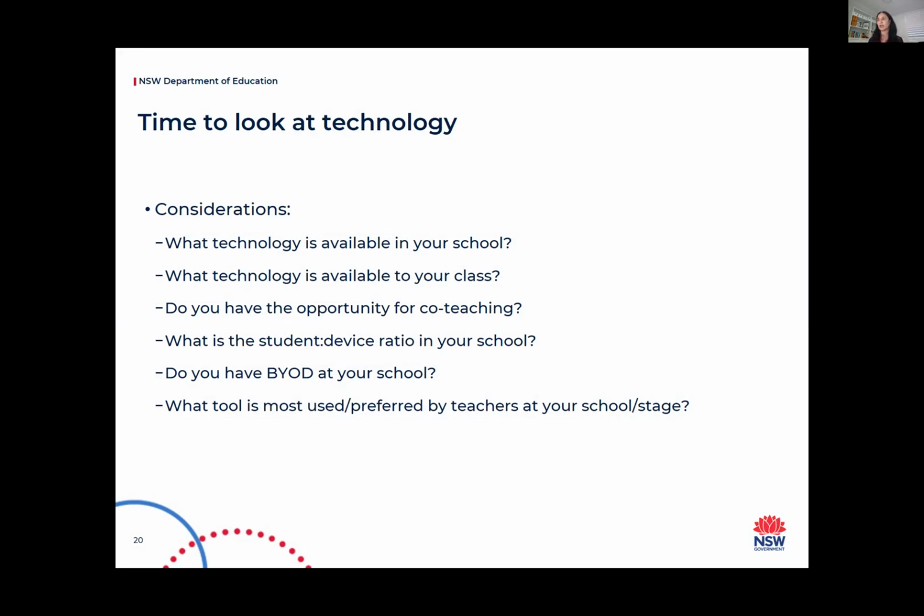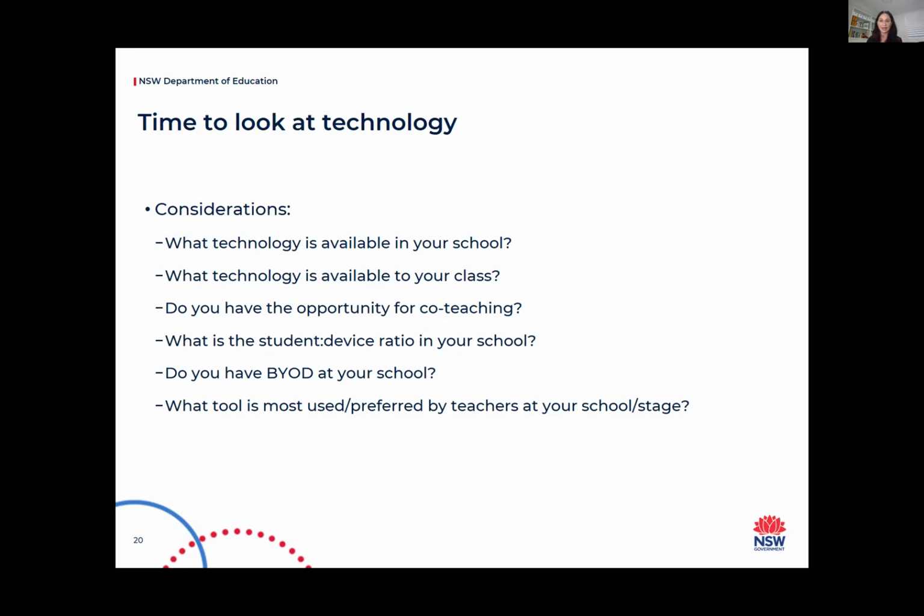A lot of teachers go, oh yeah, it's fine, but without having a solid understanding of what technology lies within your school, you can't actually maximize the opportunities of your students. So the considerations are what technology is available at your school, what technology is available to your class. And that's really important. You may have some fantastic computer labs or some great MacBooks or Windows devices or whatnot, but if your class can't get access to them, they're not going to be very useful. Do you have the opportunity for co-teaching?